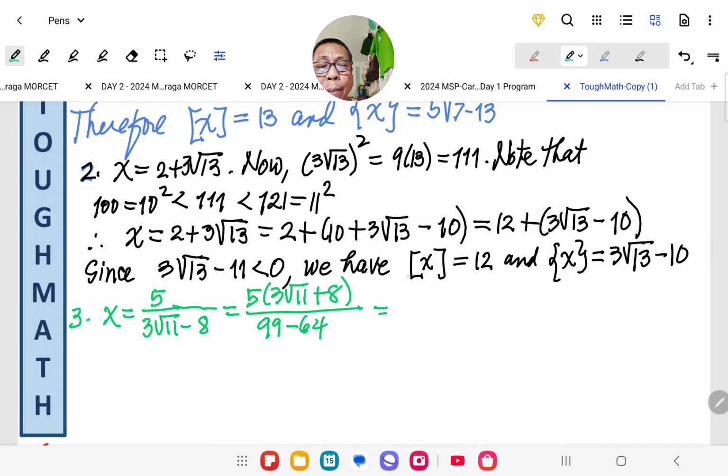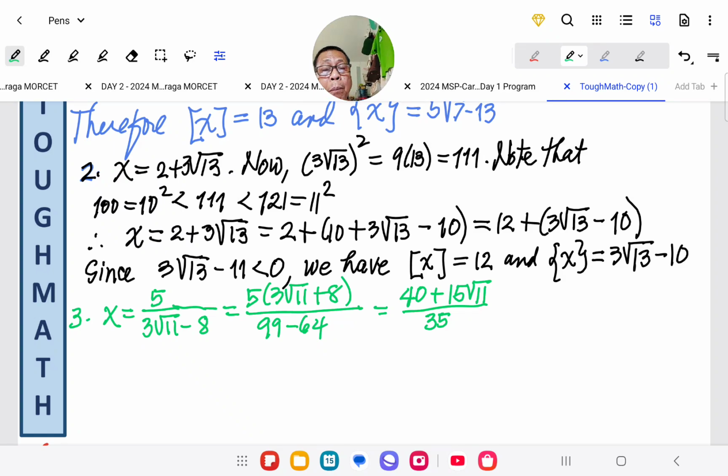So this is 40 plus 15 square root of 11 over 35. Okay, now here we have to change 40 into a number which is a multiple of 35, so that when we divide, we get an integer.